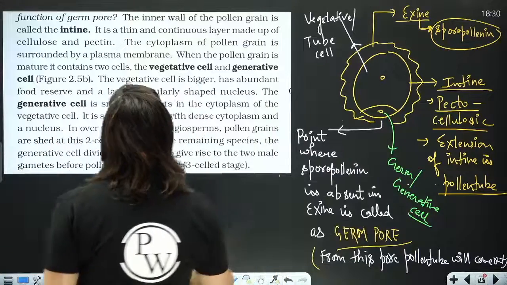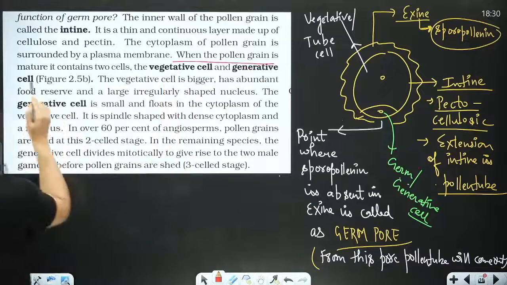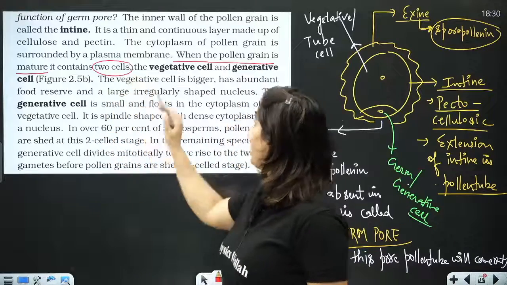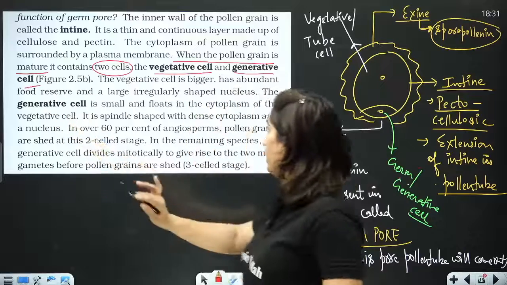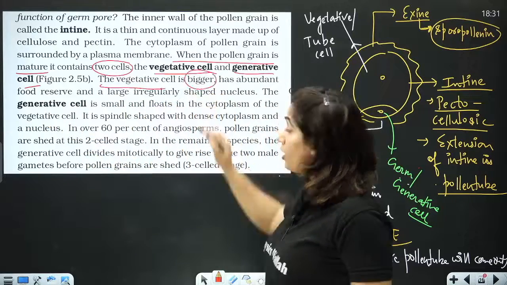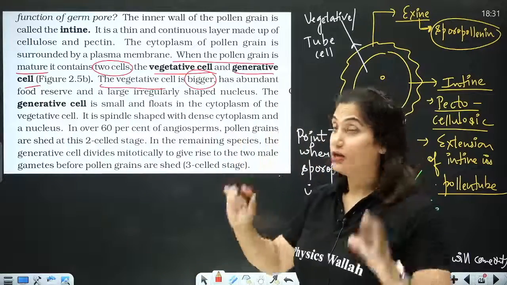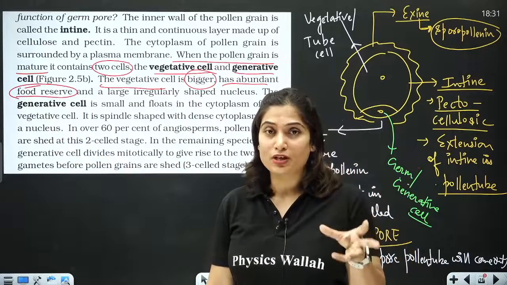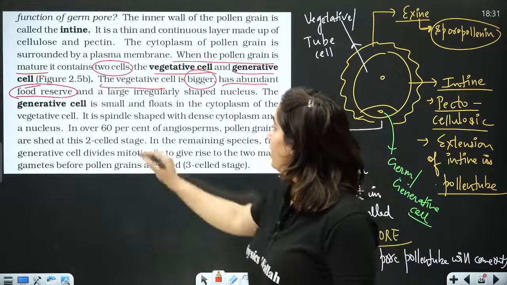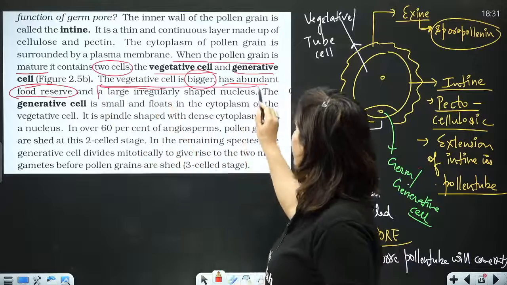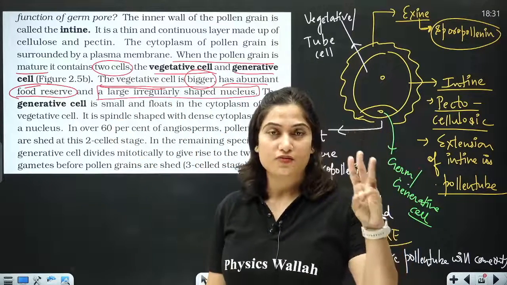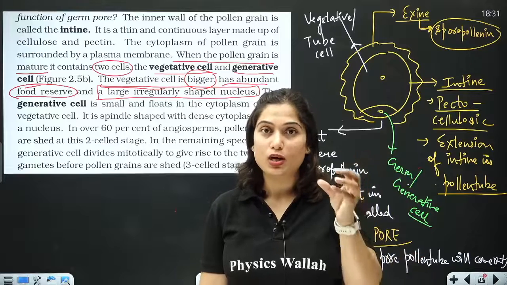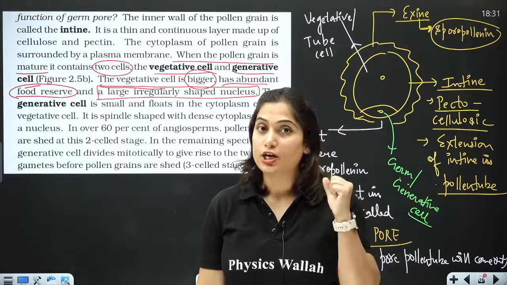Let's see what NCERT has to say about this. When the pollen grain is mature, it contains two cells, the vegetative cell and the generative cell. The vegetative cell is bigger, has abundant food reserve. That means the food reserve in the pollen grain is due to the presence of the vegetative cell. It has a large irregularly shaped nucleus. So what are the three properties of the vegetative cell? It is a larger cell, it has abundant reserve food material, and its nucleus is large and irregularly shaped.